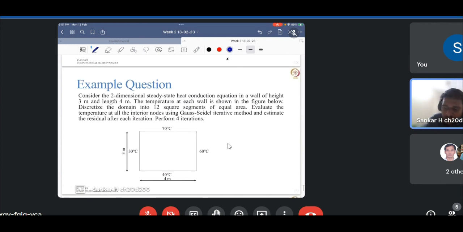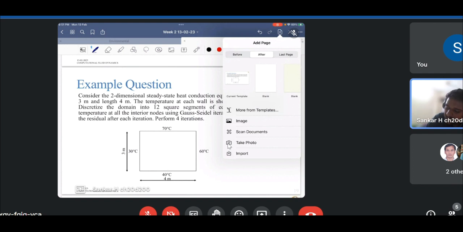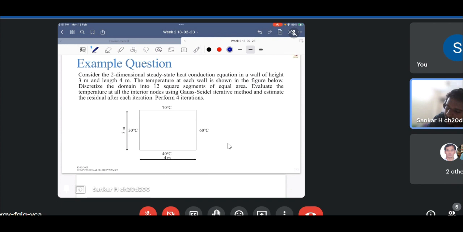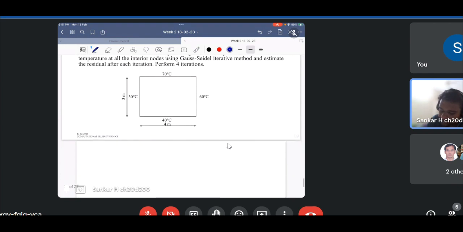Okay, we'll move on to the last question for the day, which is an example question. I have framed it on my own. I have taken the CFD course that Professor Srinivas Chinti had offered in IIT Madras. So this question was one that was solved in the class during the lecture hours. So we have to consider the two-dimensional steady-state heat conduction equation, which we had seen earlier, or a modified version of it, given by k into ∂²T/∂x² plus ∂²T/∂y².